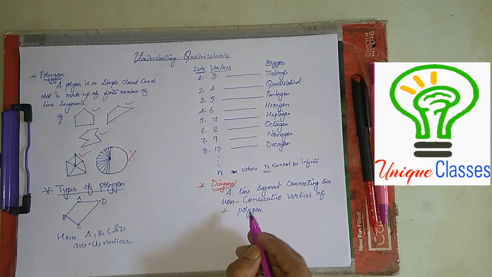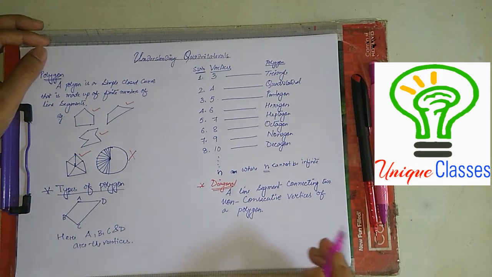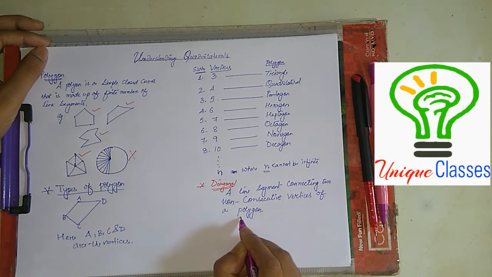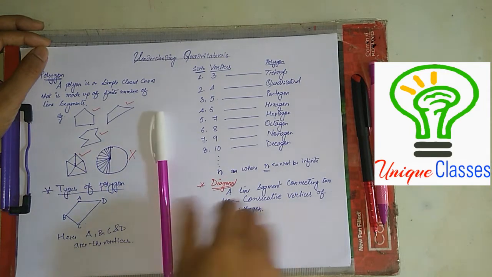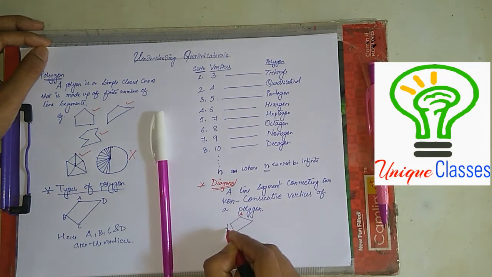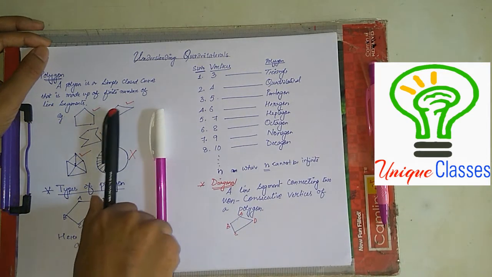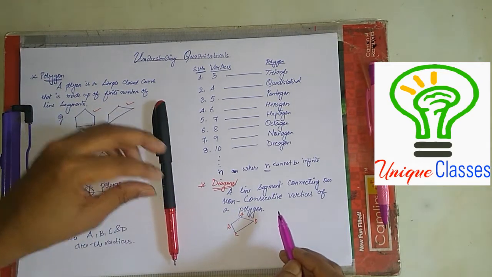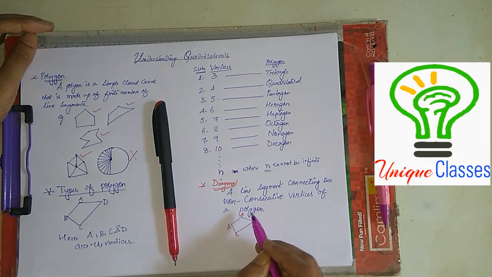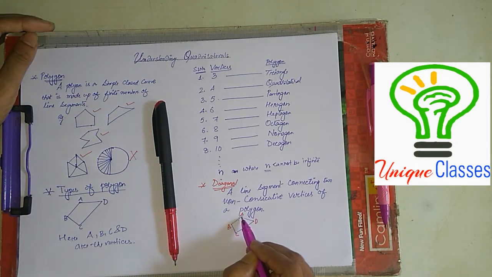Now what does this mean? Let me explain with an example. Say I take this quadrilateral. I name it A, B, C, D. So what do you mean by non-consecutive vertices? A, B, C, D are the vertices, we know. Now diagonal is a line segment joining the non-consecutive vertices. So in case of vertices A, what are the consecutive vertices? B and D. So we won't be drawing any line segment. So the only vertex that is non-consecutive in respect of A is C.